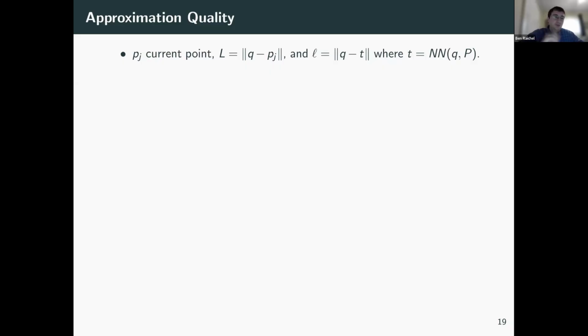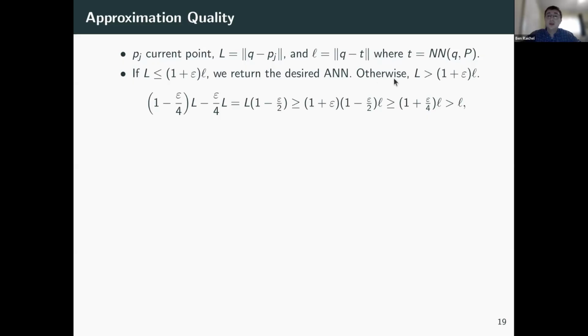So, let me go over the approximation bound. I want to argue that this thing produces a 1 plus epsilon approximate nearest neighbor. Let pj be the point that I'm currently at, walking in my graph. Let capital L be the distance to the query, and let little l be the distance of the nearest neighbor to the query. I'm at capital L distance, but I'd rather be at little l distance. Now, if capital L is less than or equal to 1 plus epsilon times little l, I will get the desired approximate nearest neighbor, so I will succeed in that case.